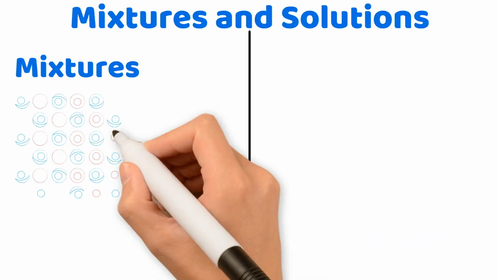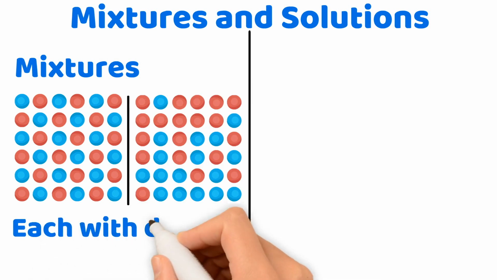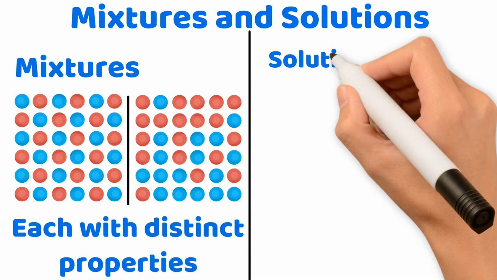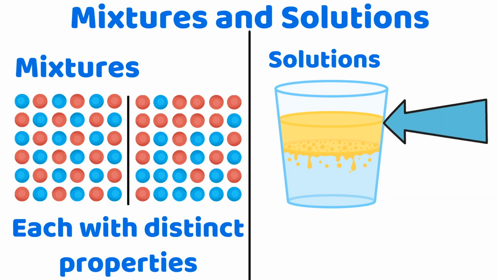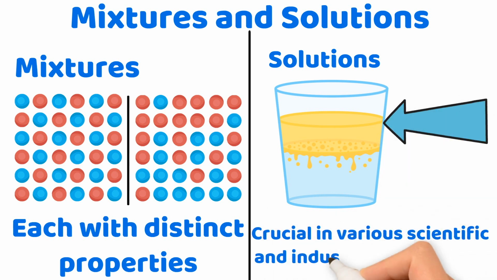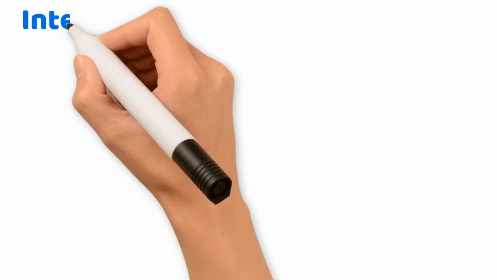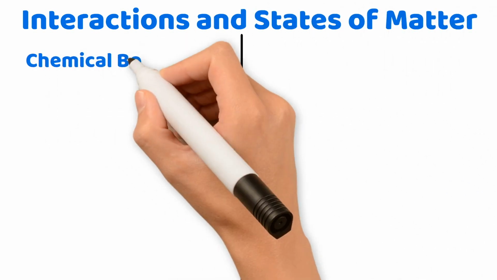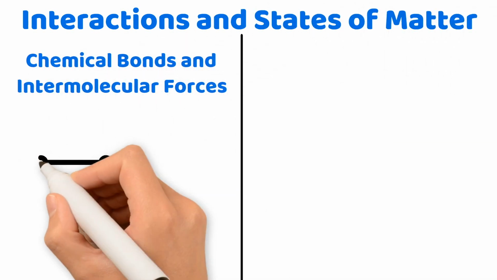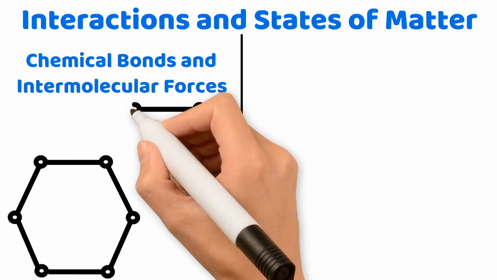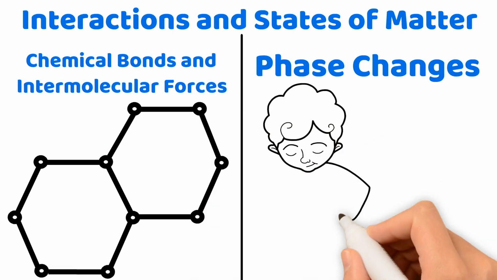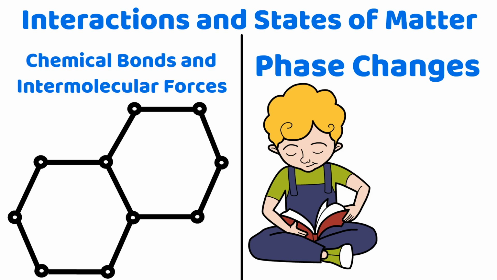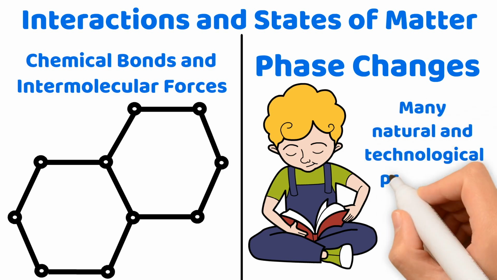Mixtures and solutions. Mixtures. These can be homogeneous or heterogeneous, each with distinct properties. Solutions. A type of homogeneous mixture where one substance is dissolved in another, crucial in various scientific and industrial applications. Interactions and states of matter, chemical bonds and intermolecular forces. These interactions determine the physical properties of compounds and their state changes. Phase changes. Learning about the energy involved in these changes helps explain many natural and technological processes.